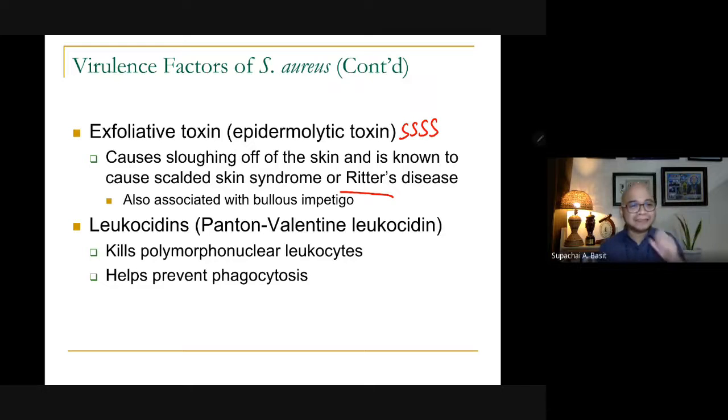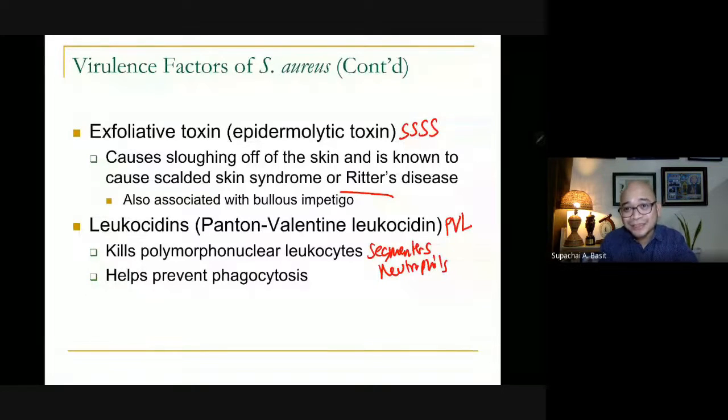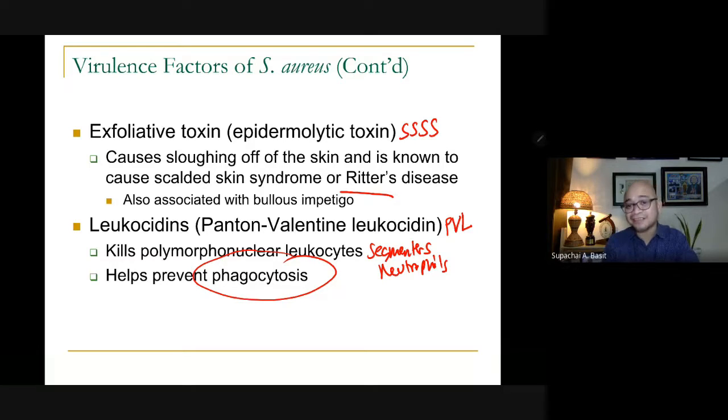And then, aside from exfoliative toxins, Staphylococcus aureus is really indeed very dangerous because of the leucocidin, sometimes known as the PVL, the Panton Valentine leucocidin. Why is it dangerous? Because leucocidin can kill our polymorphonuclear leukocytes. Meaning to say, PVL can kill our segmenters, our neutrophils. Is it dangerous? Yes, because neutrophils, segmenters, are part of our defense. If the organisms kill the basic defense of our body, phagocytosis will not happen, because the action of neutrophils and segmenters would be to phagocytize microorganisms such as Staphylococcus aureus. But because of the PVL, that mechanism is prevented.